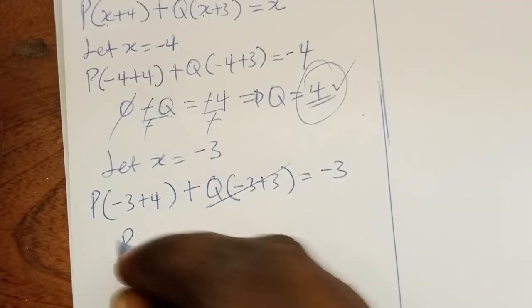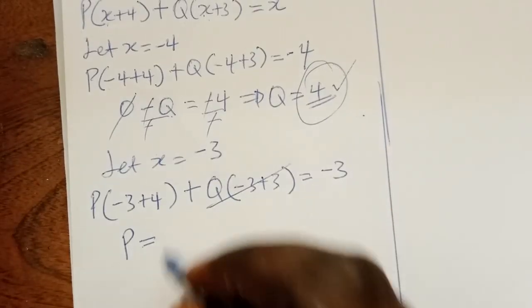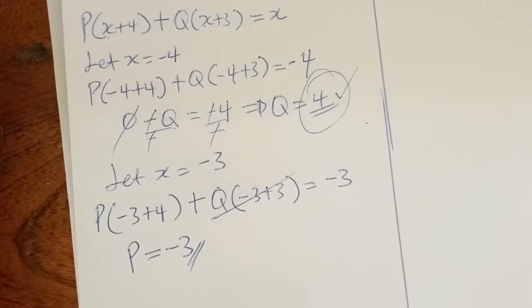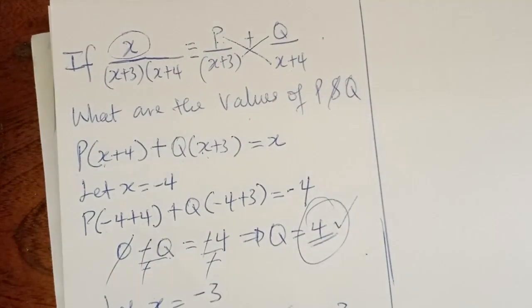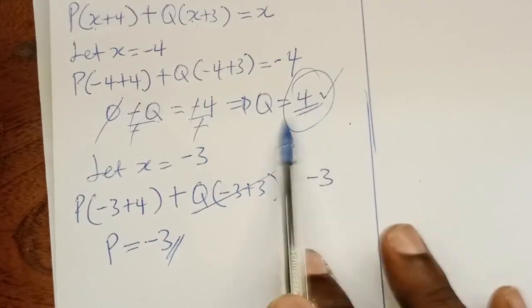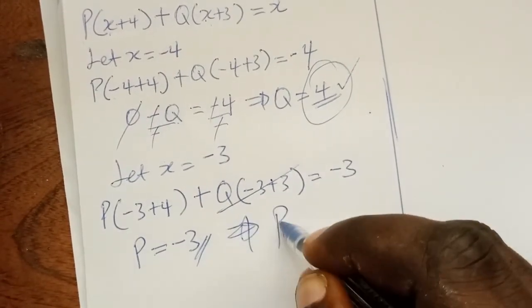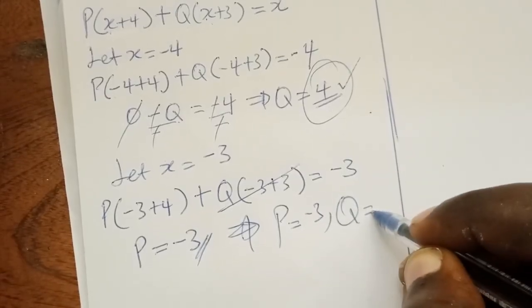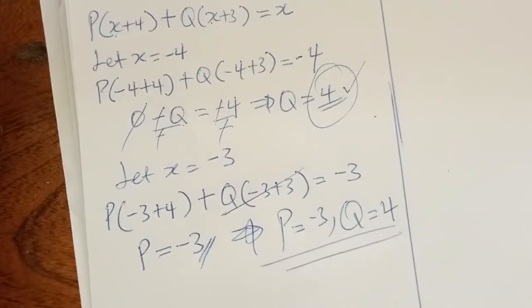So we have now P will be equal to, since this has been taken away, minus 3. So we have P as minus 3. So the values are stated here: P is equal to minus 3, and Q is equal to 4. In other words, this therefore implies that P is equal to minus 3 and Q is equal to 4. So these are the values of P and Q.